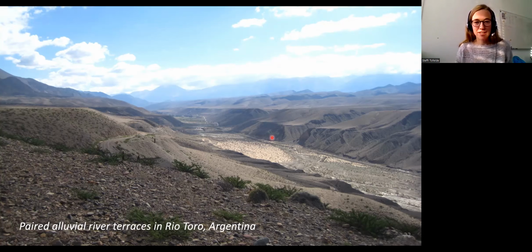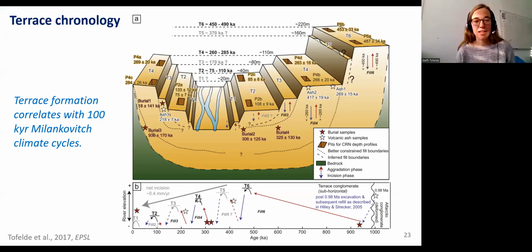This particular terrace sequence that we can see here is in the Rio Toro in Argentina. This is the site where I worked during my PhD. And here you can see a schematic cross-section of this terrace sequence. During my PhD, I spent quite some time combining different dating techniques to reconstruct the terrace chronology. I don't want to go into detail about the ages here, but the point I want to make is that if we look at the evolution of river elevation through time, it looks like one terrace level has been formed roughly every 100,000 years.